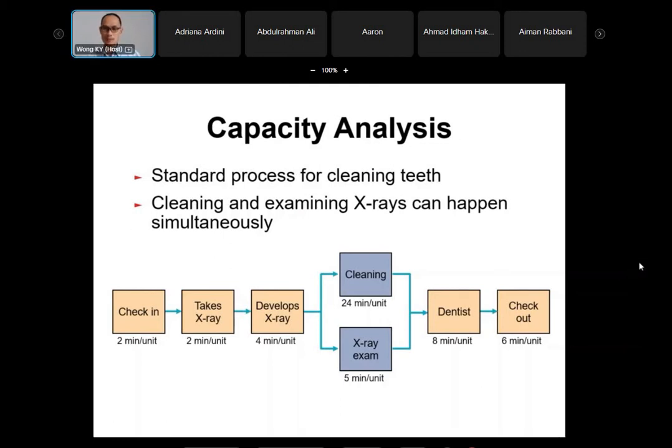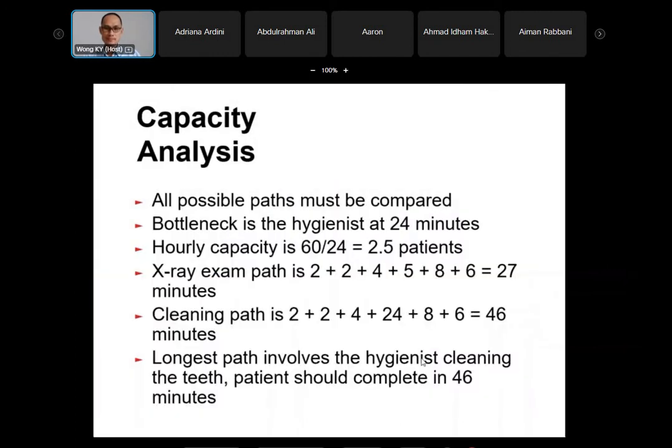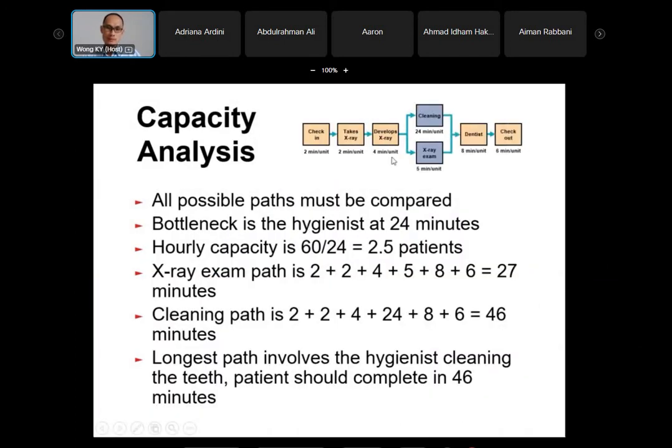Okay, correct. Yeah, that's the answer. Yeah, simple, right? So that's because the bottleneck happens here at the cleaning process. Right, so once we know the bottleneck, then we can calculate the capacity. So if you're asked to calculate the hourly capacity, meaning capacity per hour, then you use 60 minutes divided by 24, you get 2.5.